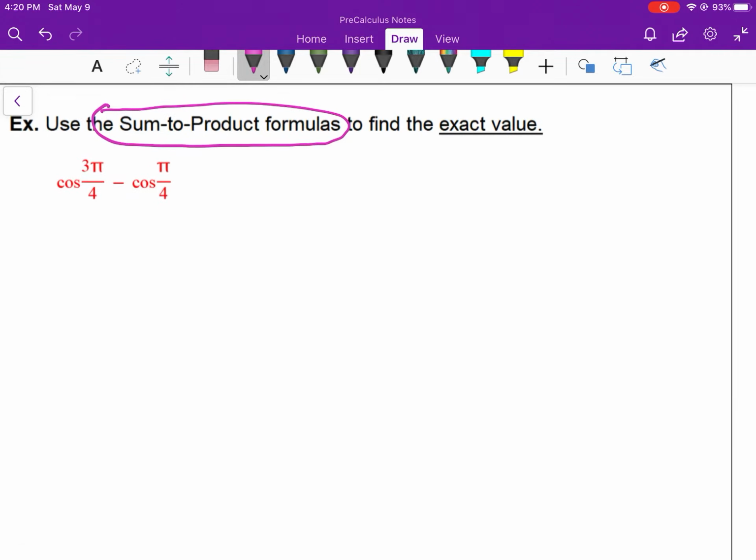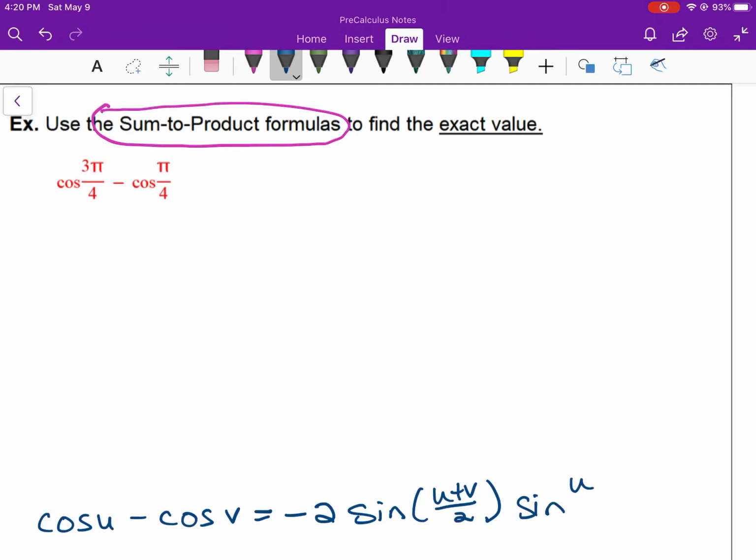So here's what we're going to do. Cosine of 3 pi over 4 minus cosine of pi over 4. Well, I'm looking for the one that says cosine minus cosine. And that's -2 sine u plus v over 2 sine u minus v over 2. And that's the very last formula on your identity sheet. Okay, my u is 3 pi over 4. My pi over 4 is v, so I'm going to plug those right in.